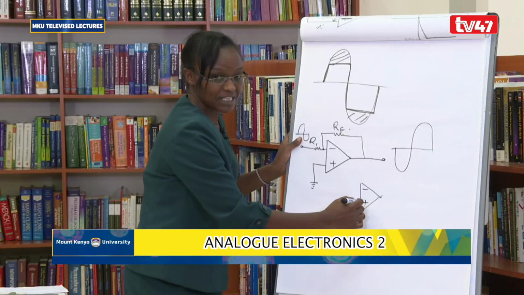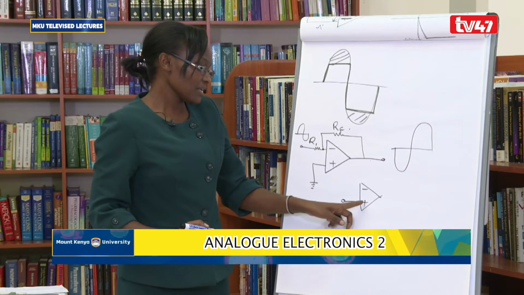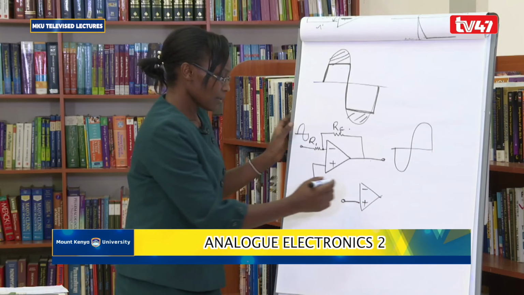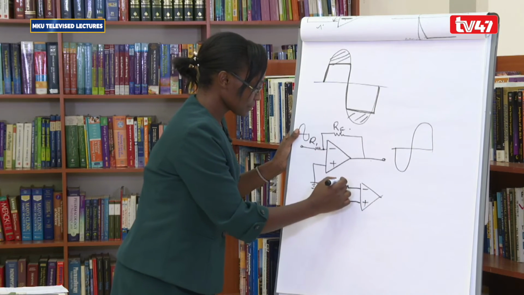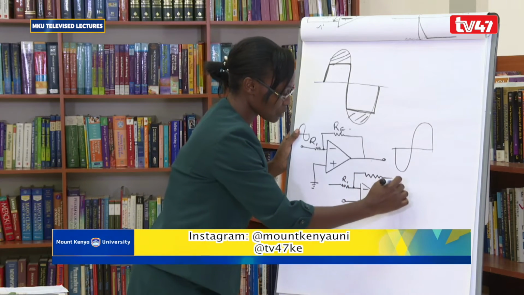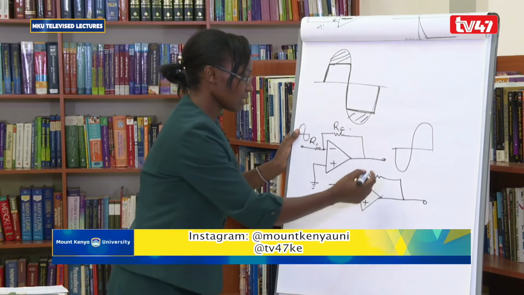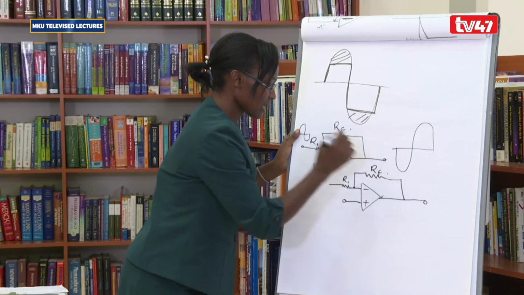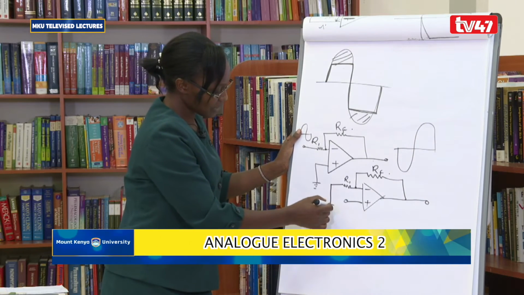In the non-inverting amplifier, you apply your signal to the non-inverting terminal, which is the positive. Then here, you still retain your R1 and your feedback. Remember, it's a closed loop, so we should retain our feedback network, which consists of RF. Then this terminal here is grounded like that.